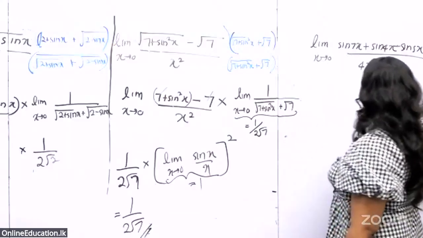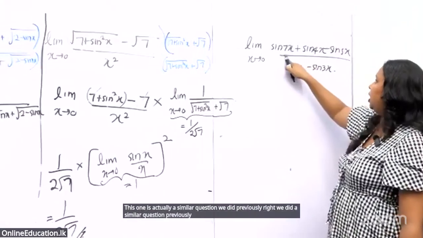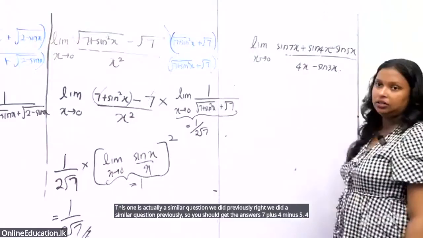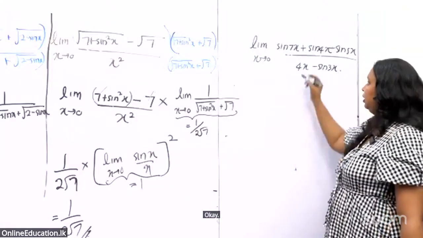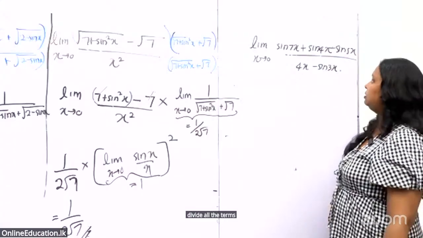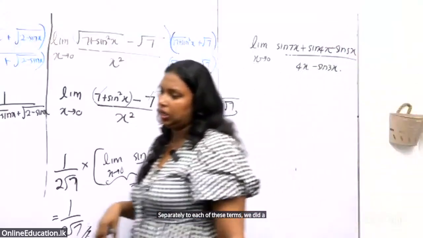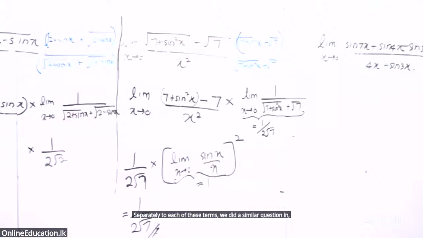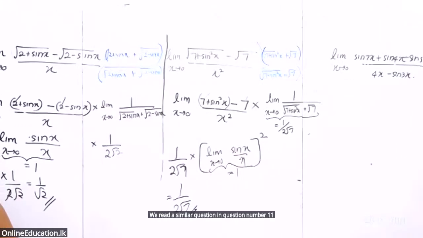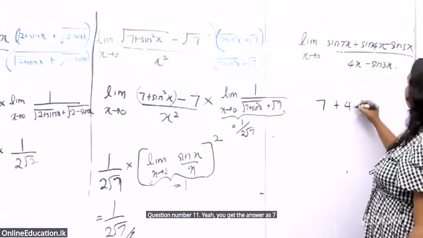This one is actually a similar question we did previously. Right? So you should get the answer as 7 plus 4 minus 5, 4 minus 3. Okay. You have to simplify. Divide all the terms by x and put limits separately to each of these terms. We did a similar question in question number 11, so I'm not going to waste time there. Here you get the answer as 7 plus 4 minus 5.